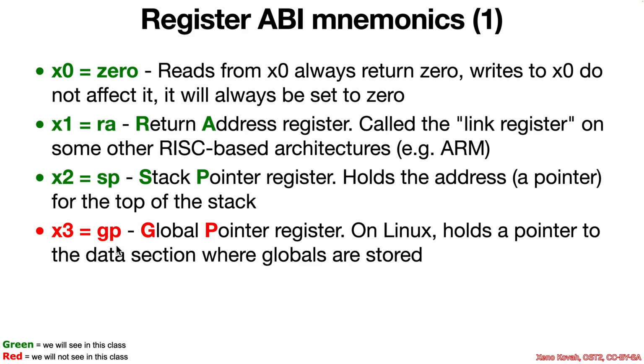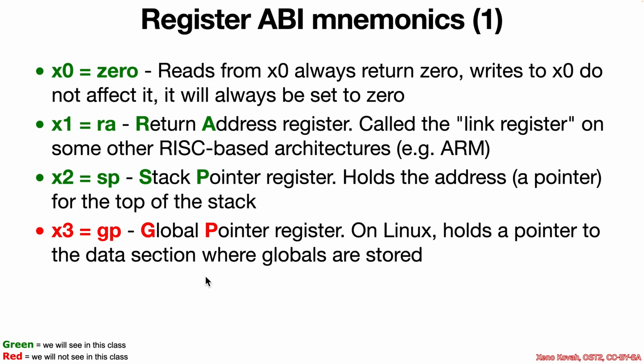Now X3, the GP or global pointer, is something we're not actually going to see in this class. I'm told, but have not actually confirmed, that on Linux it holds a pointer to the data section where globals are stored. I did a very quick and simple test where I made a global and I said, okay, compile this thing, use a global. Do I see it using the X3 or GP register? And I didn't.